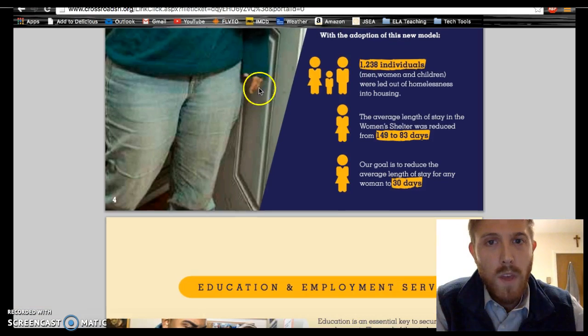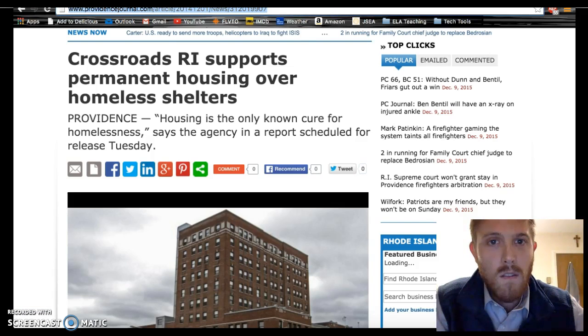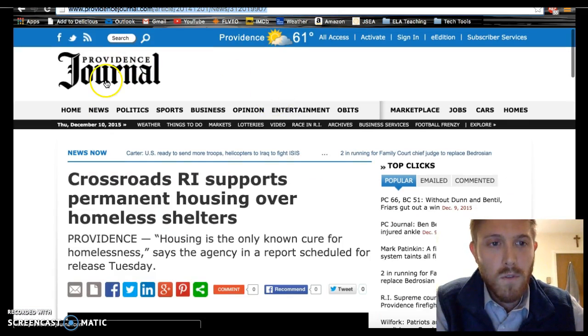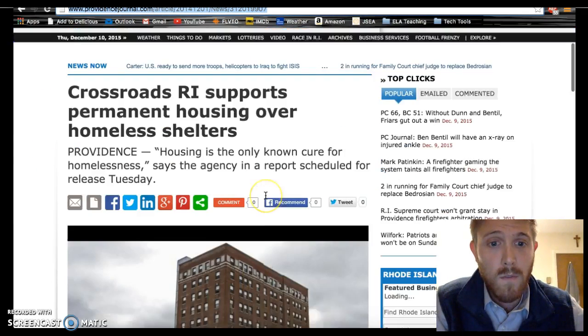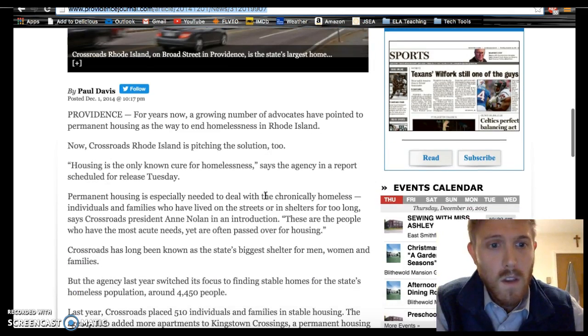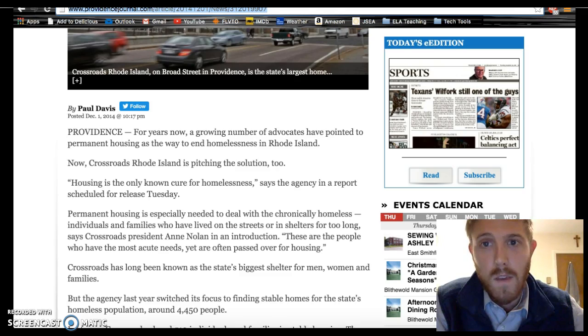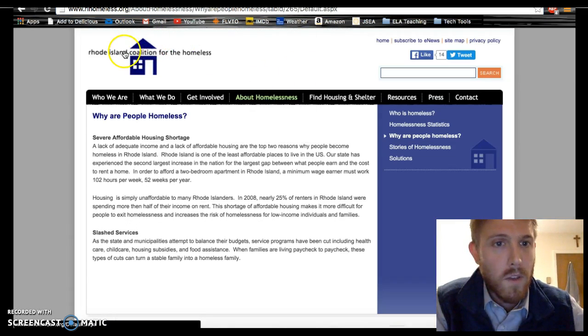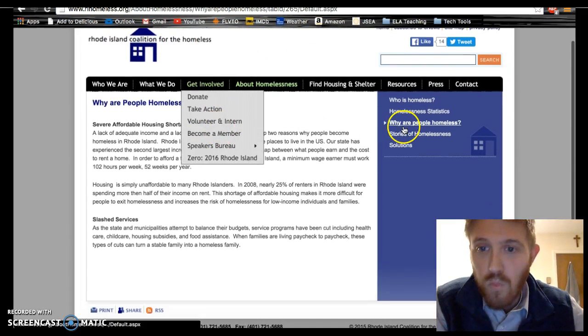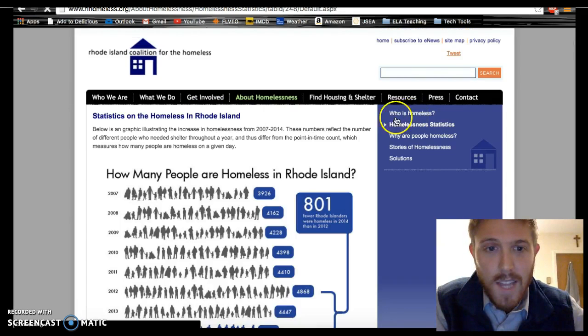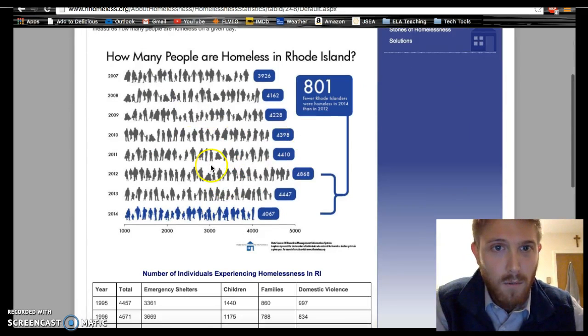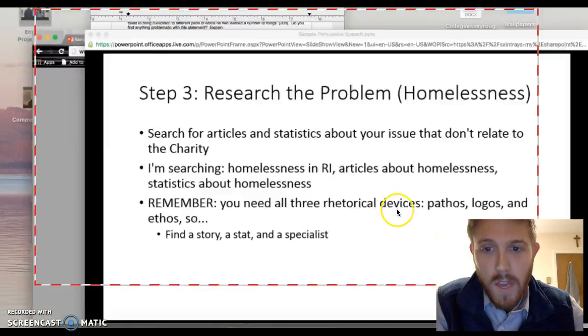So I'm searching the web, and look at that. Providence Journal, is that an authoritative, credible source on all things in Rhode Island? You better believe it is. And it talks about Crossroads, Rhode Island. I bet I can use this in my essay. What else do I got? The Rhode Island Coalition for the Homeless. Homelessness statistics, that's perfect. Look at this nice graph. All right, I'm going to use that.